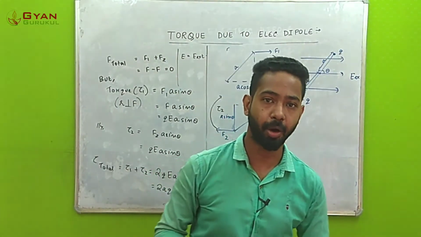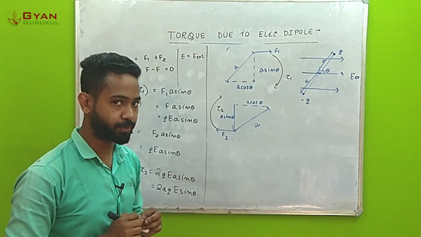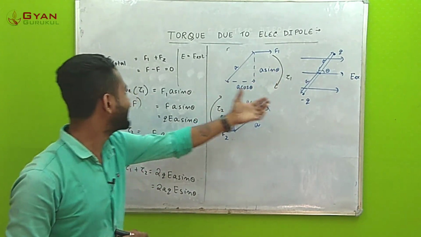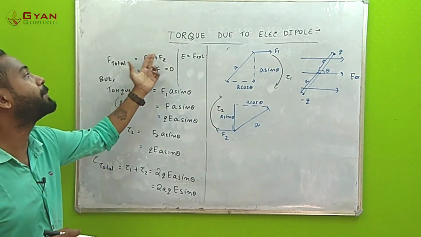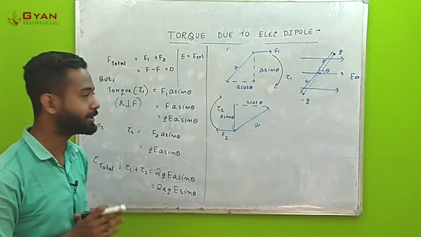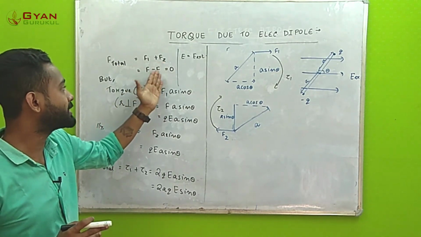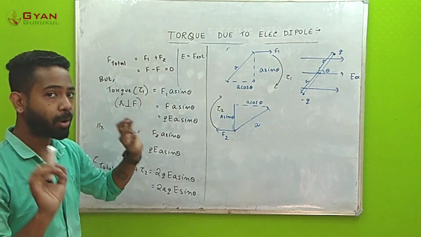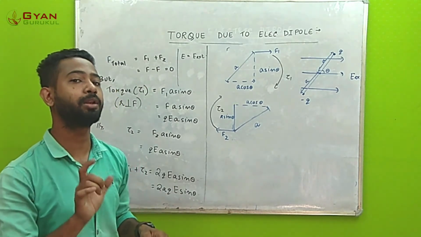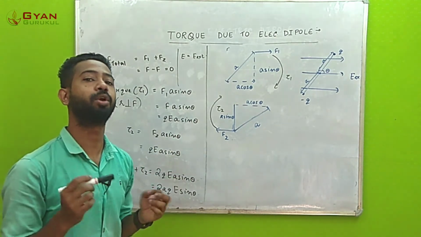Now here we have found the expressions for F1 and F2. If I ask you to find the total force experienced by this dipole, F total would be given by F1 plus F2. Since both forces are the same in magnitude but opposite in direction, one can be considered positive and the other negative, hence the total force is 0. Now the total force acting on this dipole is 0. But what about the total torque? The total torque acting on this dipole is not 0.